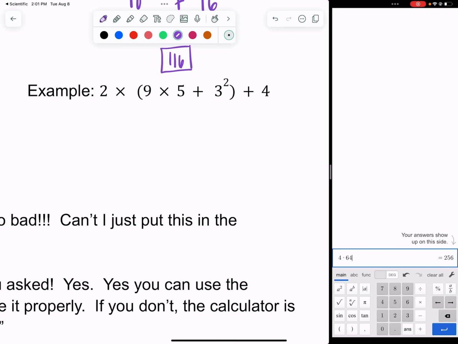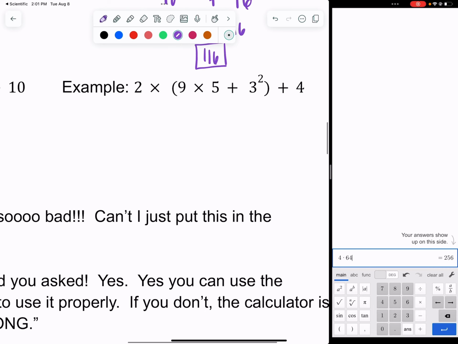This one's got a little bit of everything. I'm going to jot down my order. Here we go. We start with parentheses. Well, I have some of those bad boys right there, so I'm going to leave my 2, and the multiply.